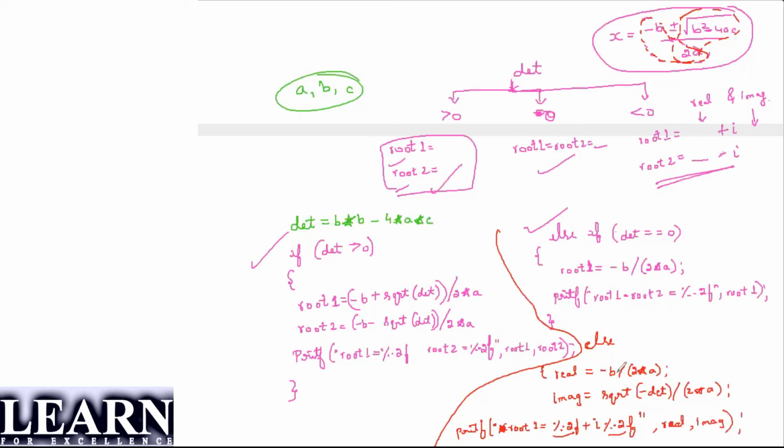Similarly, write down for the root 2 also. Root 2 equals to percentage point 2f minus i percentage point 2f. This will be real and imaginary. Please make a note of this.